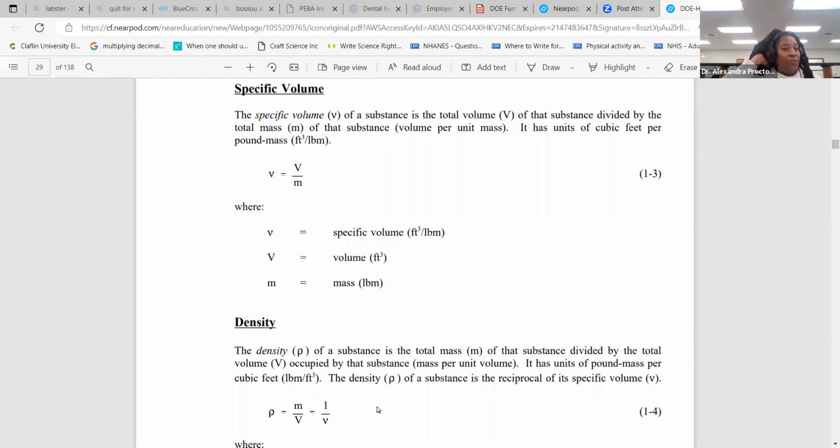So if they ask you for a density and they only gave you a specific volume, then you would take the reciprocal of that value. That's what they're trying to tell you. So you would take 1 divided by whatever that specific volume is, and that would give you the density. Okay.